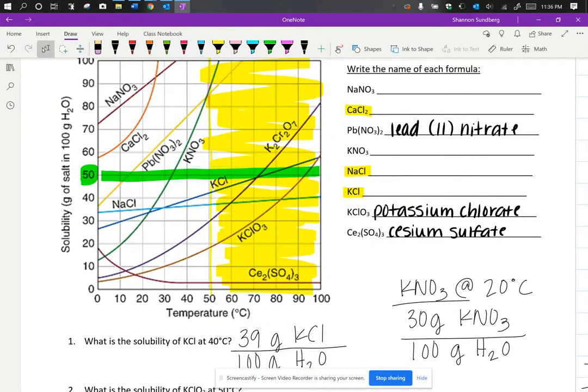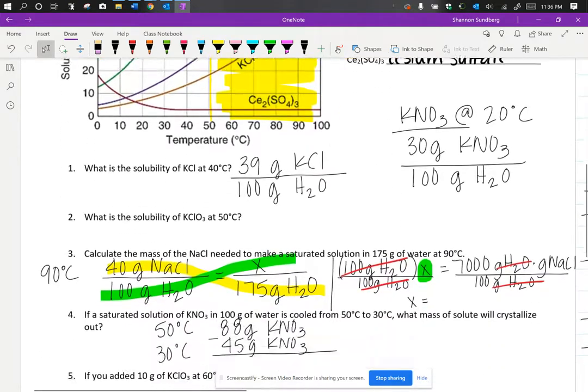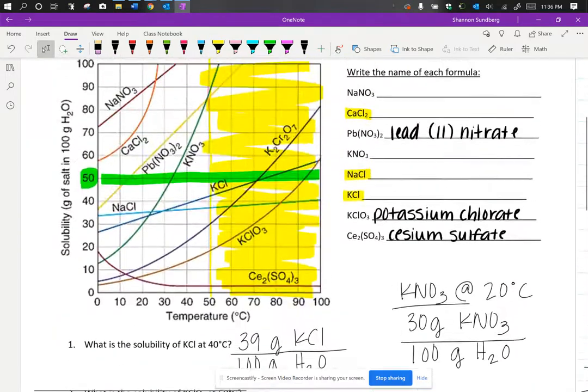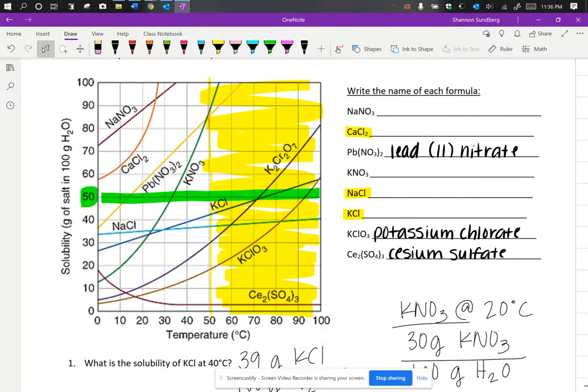So I'm not going to answer that. I'm going to need you to write down the couple that are going to be saturated above 50 degrees Celsius. But I kind of narrowed it down for you there, because above the line means saturated. So if you've got 50 grams and your line is below it, that should tell you something.